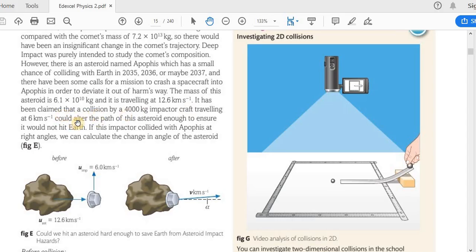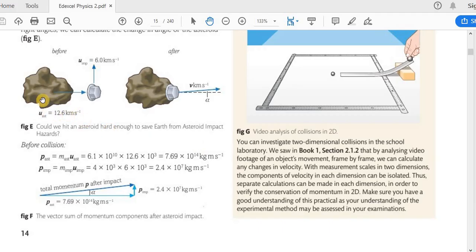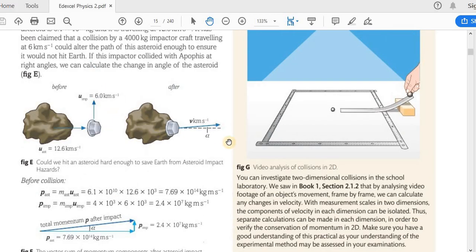If the impactor collided with Apophis, that is the asteroid, at right angles, we can calculate the change in angle of the asteroid. So let's do that now. In the beginning this is moving this way, and this is the craft, it's moving that way. Then they collide. So after collision, both will move together, we can say, and we are supposed to find the direction.